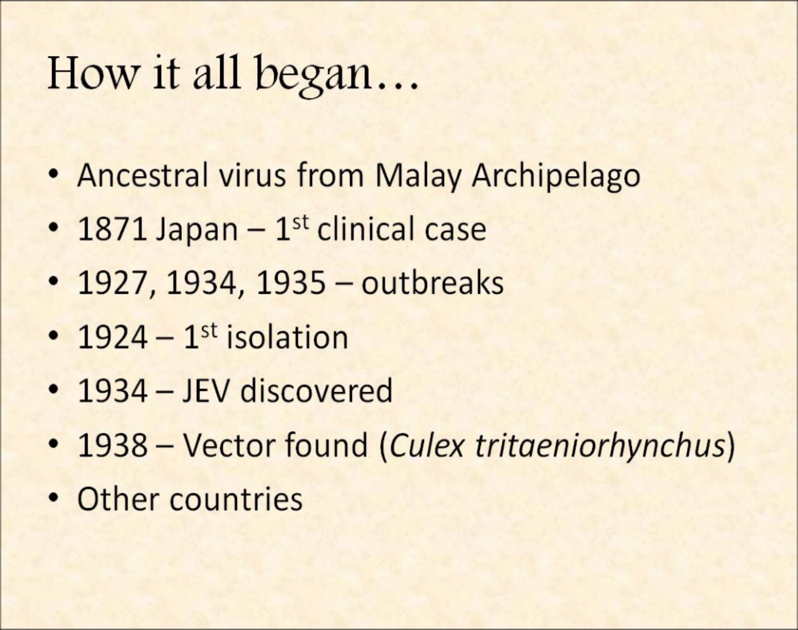It took around 50 years after the first clinical case to isolate what they thought was the cause of the disease. In 1934, JEV, or Japanese encephalitis virus, was discovered, and around 4 years later, the role of Culex tritaeniorhynchus as a vector was determined. In other countries such as Korea and the Philippines, the first case was around mid-19th century. The first vaccine was developed around the 1950s and has since been constantly researched to improve its performance.